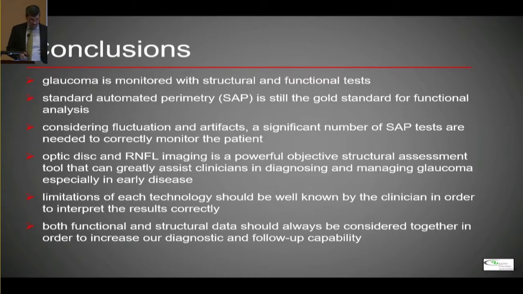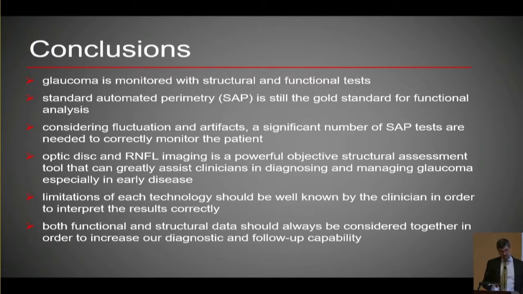So in conclusion, glaucoma is monitored with structure and functional tests. Standard automatic perimetry is still the gold standard for function analysis and should always be performed in our patient. Considering fluctuation and artifacts, a significant number of standard automatic perimetry tests are needed to correctly monitor the patient. We know that before having significant data on follow-up, we need at least 5 to 6 tests, and nowadays what is suggested is to get these 5 to 6 tests in a couple of years to understand if our patient is a normal, slow changing patient, or if this is a patient with a very fast rate of progression.